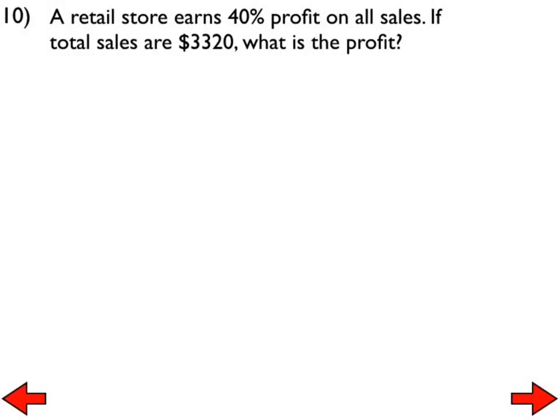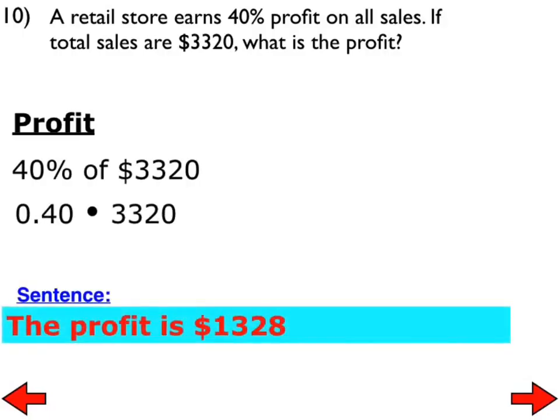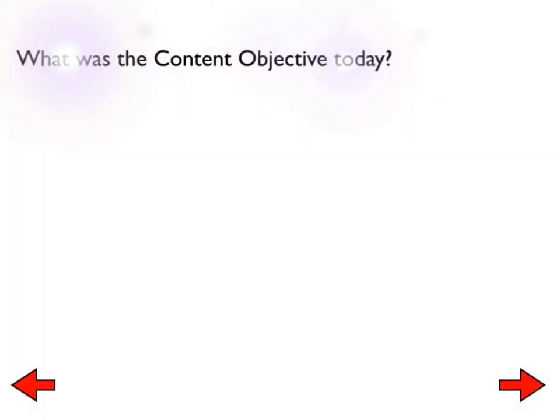And I told you to do number 10 as well. If a retail store earns 40% profit, and the total sales are $3,320, what's the profit? $1,328. Good. So they sell that back to their customers after they purchased it from someone else, and then they earned $1,328. Okay, any questions about today's lesson?